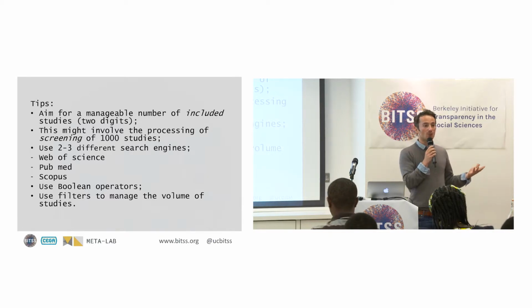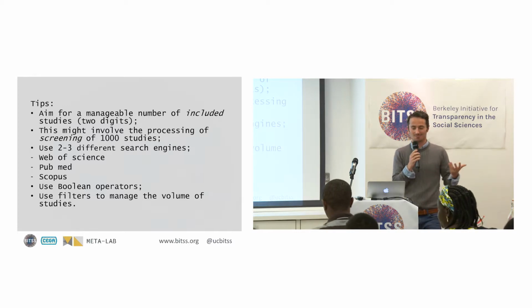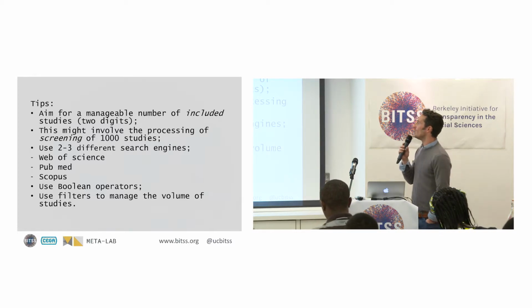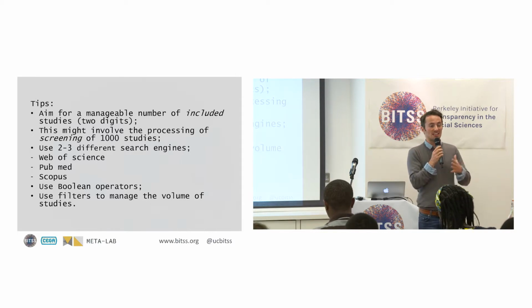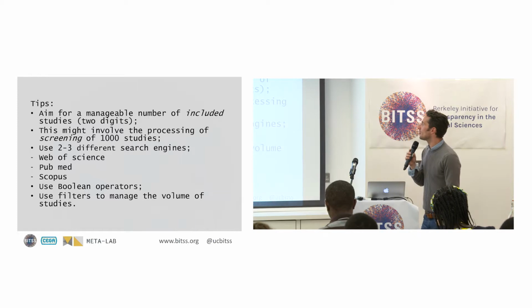So you don't aim for 200 or 300 references in your literature review because it's just overwhelming. So I would suggest anything between 50 and 100. You decide, depending on how much time you've got.